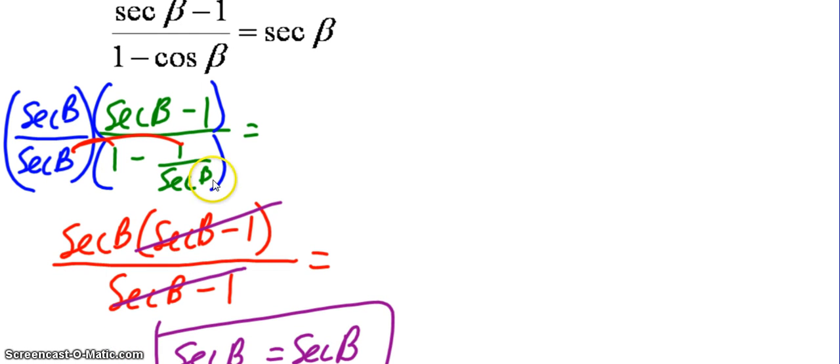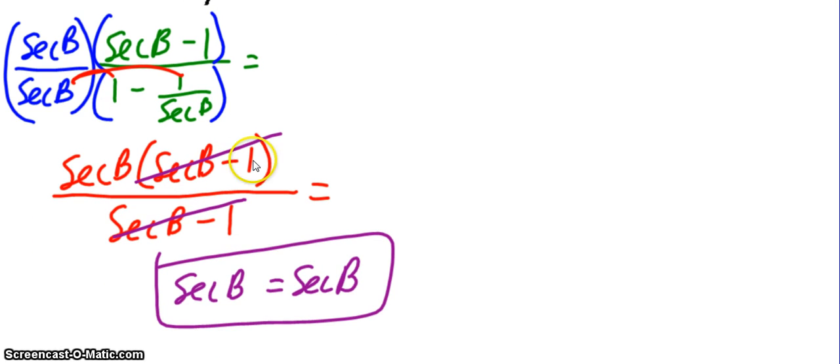Because I want to get rid of the denominator part, I'm going to distribute the secant in the denominator, and that becomes secant, and then minus 1, because secant of beta over secant of beta is 1. And in the numerator, I didn't want to distribute because I want to keep this secant by itself. Then conveniently, the secant of beta minus 1 over the secant of beta minus 1 cancel, and I get secant of beta equals secant of beta.